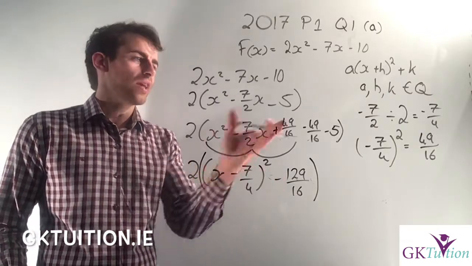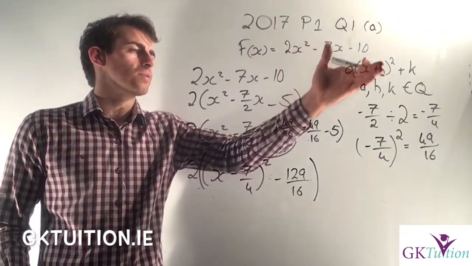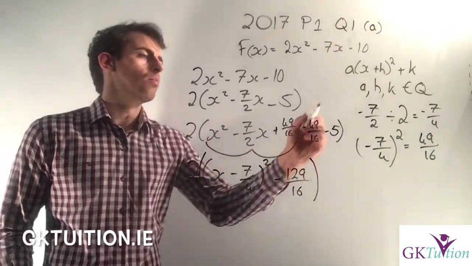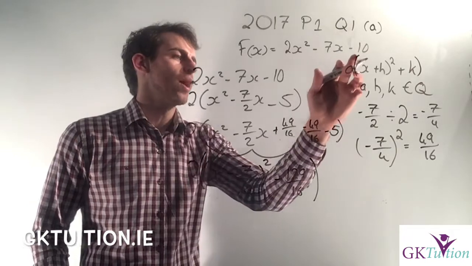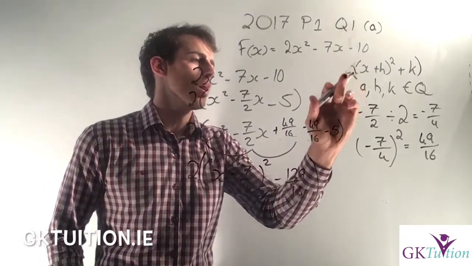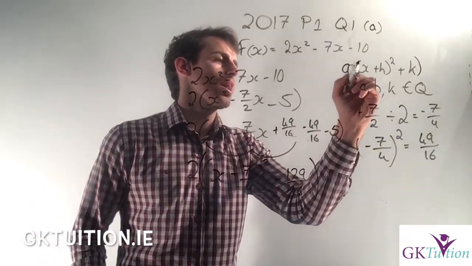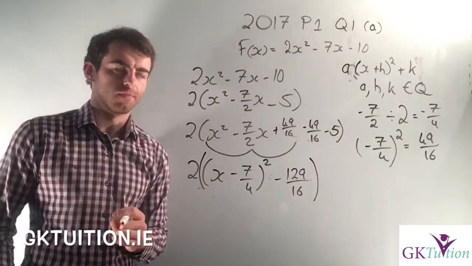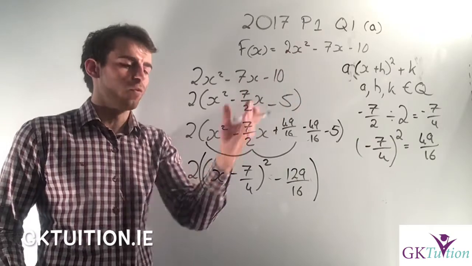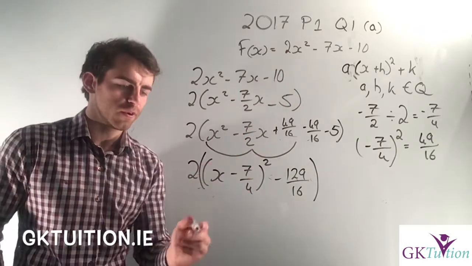because now I don't actually have it in the form of a times x plus h to be squared plus k. The moment I have it in the form as if there was another set of brackets around it, that's another set of brackets that I don't want. So I need to leave this in the form of a times x plus h to be squared plus k, where the k is on its own. So in order to get to the right form, I actually now need to go one line further.